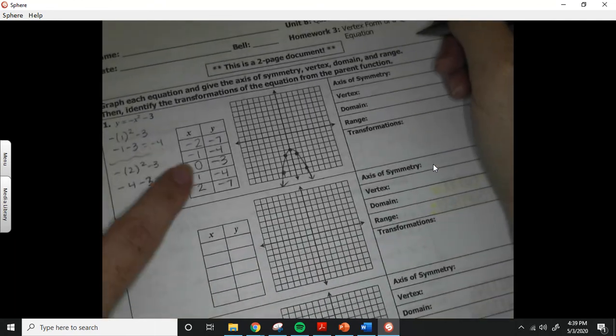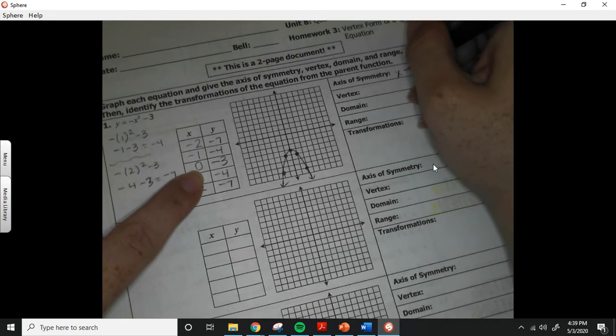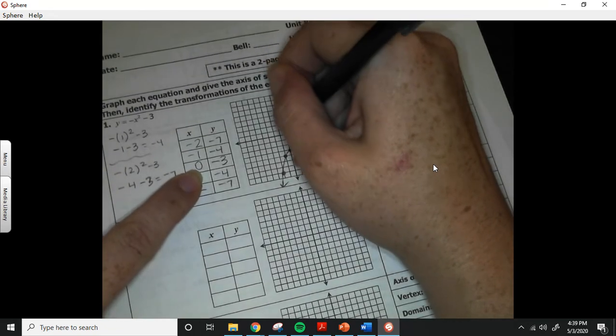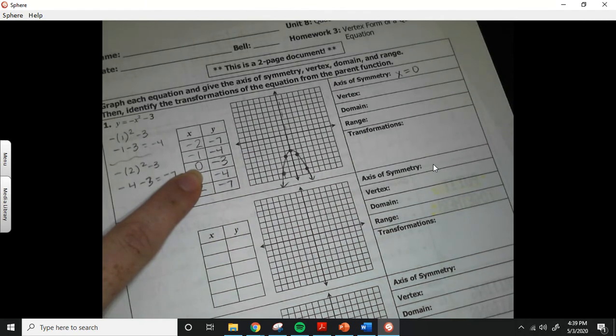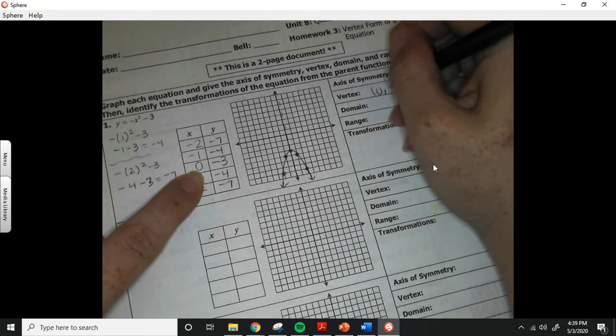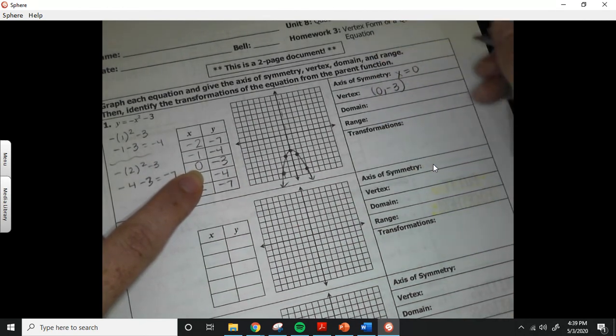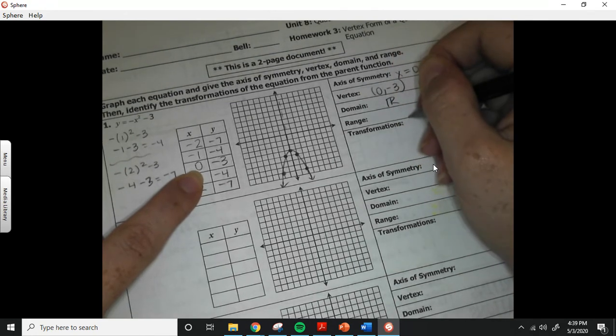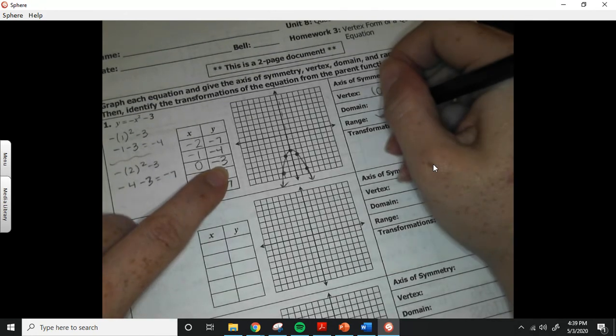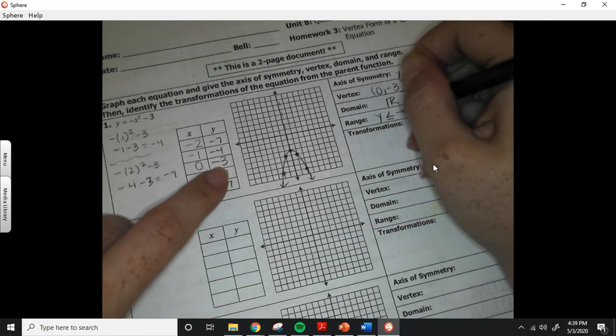Okay, so our axis of symmetry we know is whatever the x value of our vertex is, which is 0. And as we can see, we graphed it. We know that it is 0. Our vertex is 0, -3. Our domain is all real numbers. Our range, remember our range, if it's opening down, it's less than or equal to whatever that y value is.